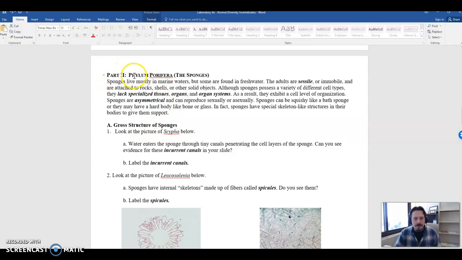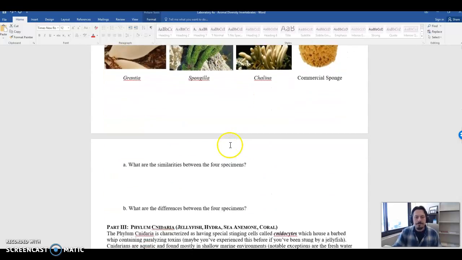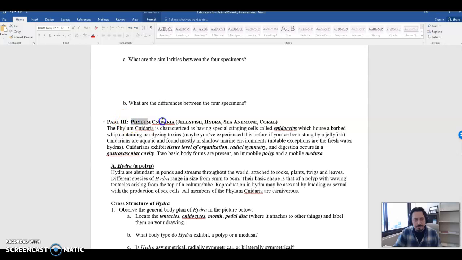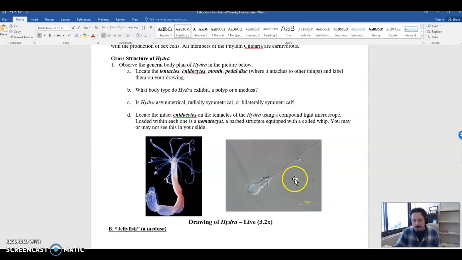This part is phylum Porifera, and these are the sponges. You're going to get some information on the animals that are in this phylum. Here are some bolded words. You should be able to label these bolded words based on the Rust book, your textbook, and internet sources. Same thing with the next group, phylum Cnidaria. Here's some information on the characteristics of organisms in this group. And again, label these pictures.